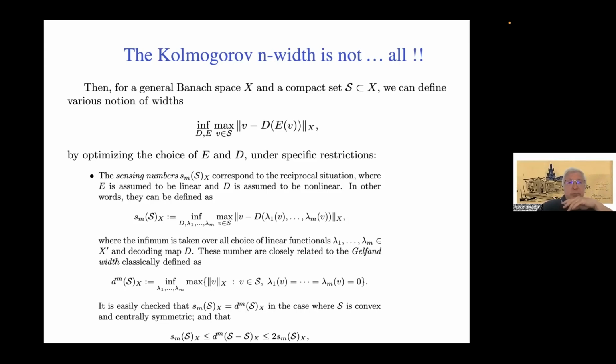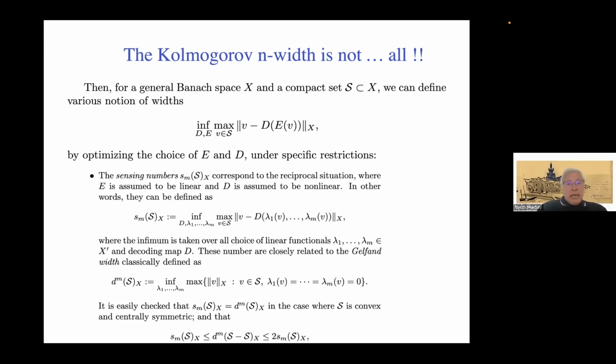Now E is assumed to be linear and D is assumed to be nonlinear. And then we arrive at the sensing number, which is the infimum over all D, which is nonlinear, and lambda 1, lambda 2, ..., lambda m that are linear functionals, so that the maximum over all functions V in the solution space of V minus D applied to the result of lambda 1 of V, lambda 2 of V, ..., lambda m of V is the smallest, okay?